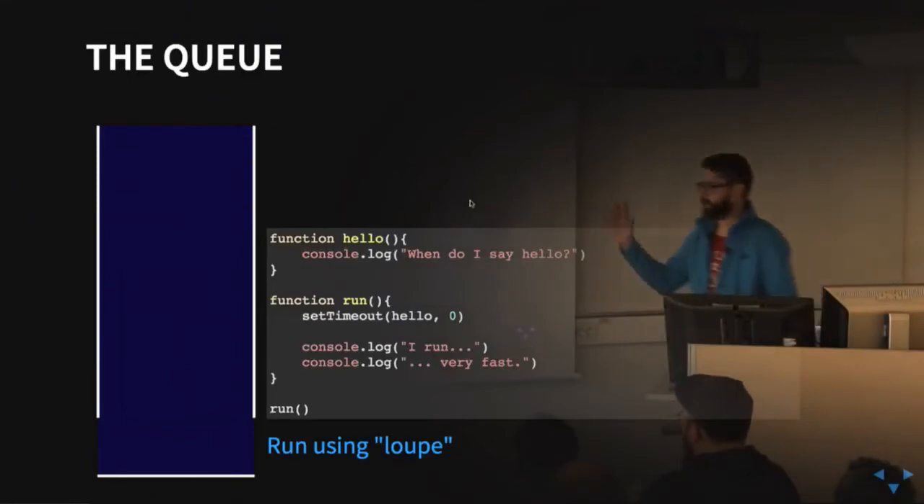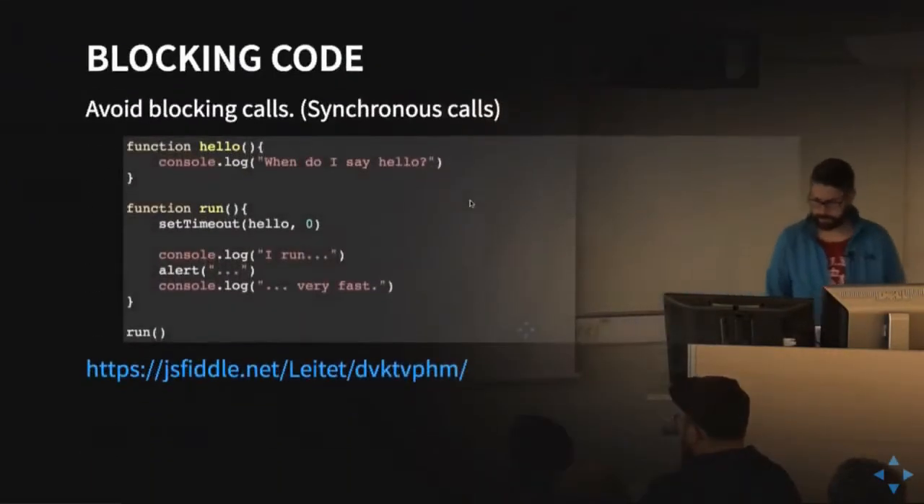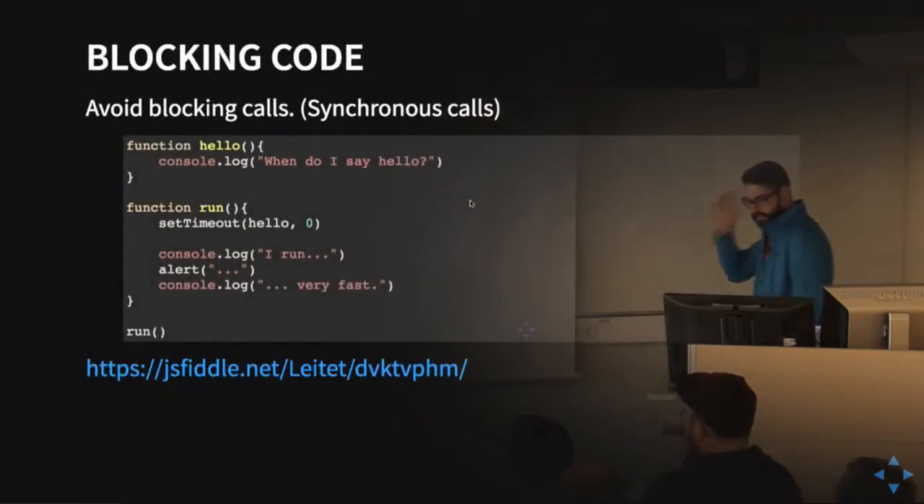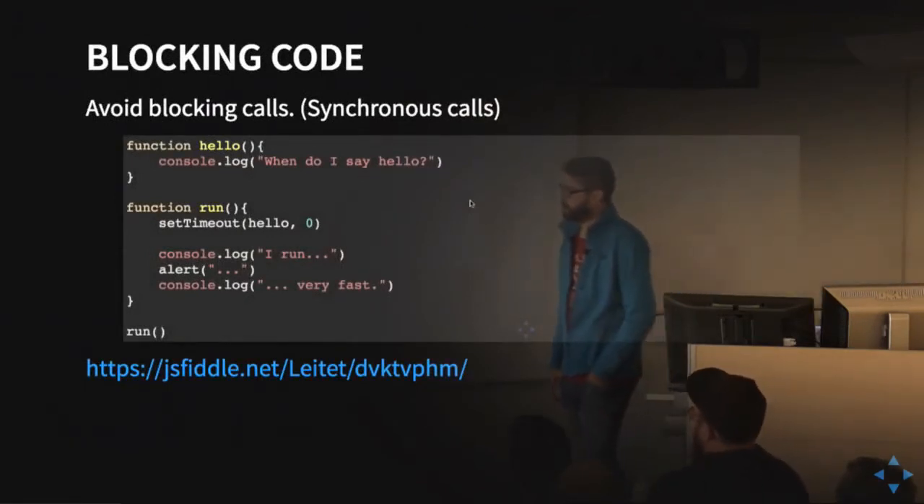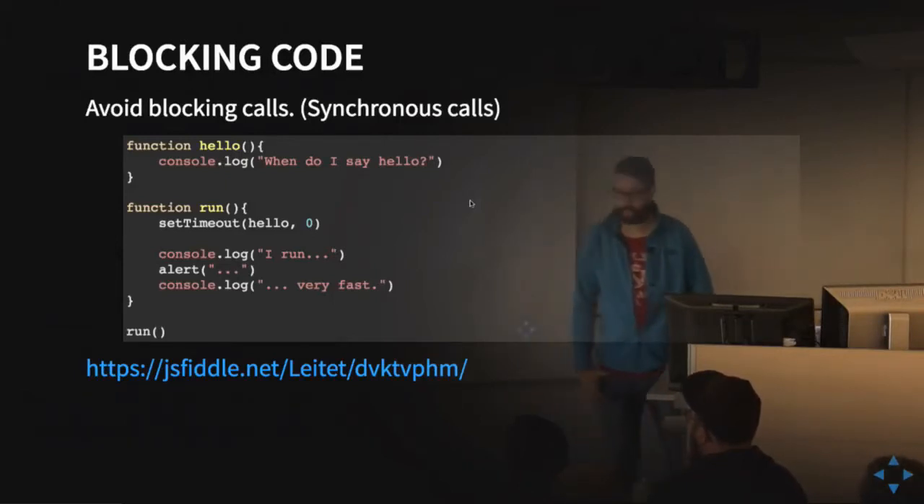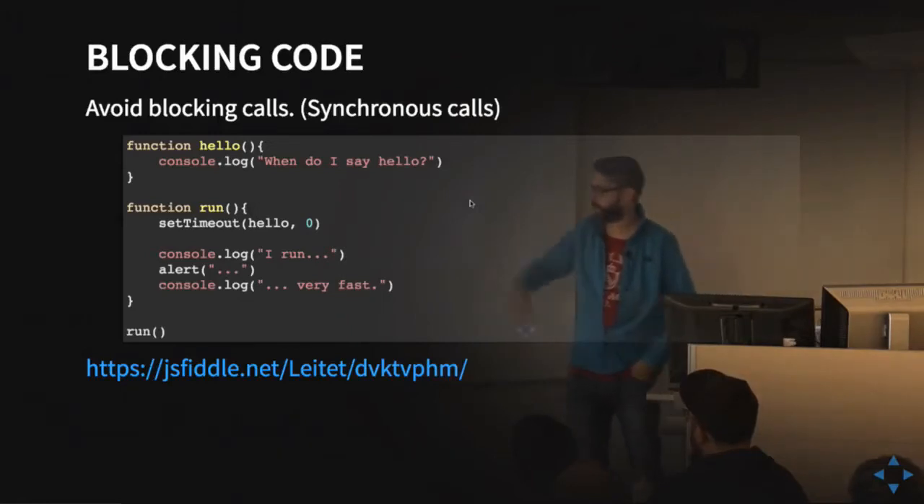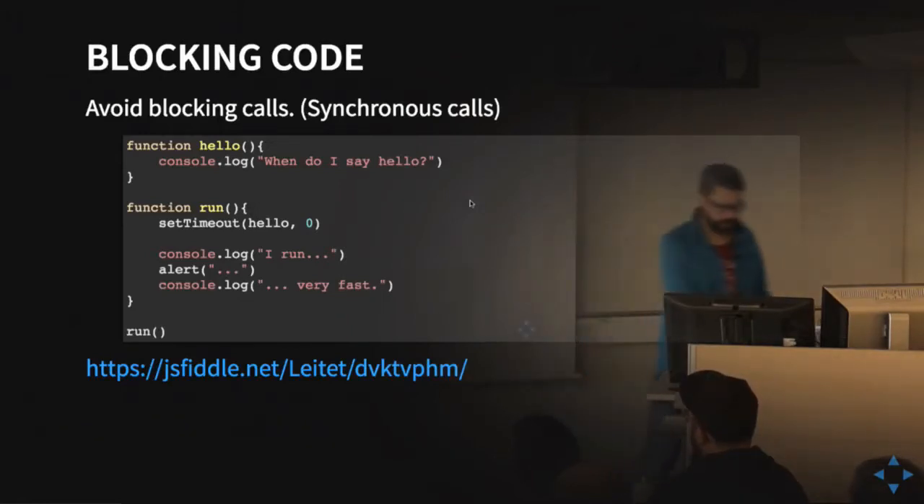That is the queue. Have this in mind all the time because this is so important. That means we should not write blocking code. Blocking code is bad. There are some native APIs in the browser that have been there since the beginning that block the queue. One of the most popular ones being the alerts. If you try to just write an alert, you could do it in the inspector.